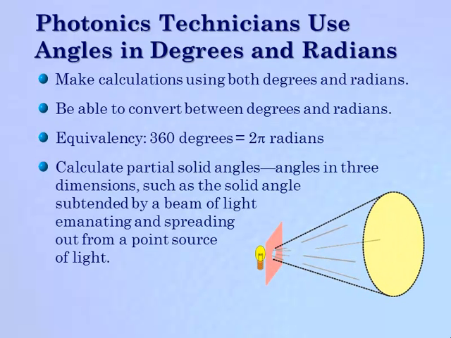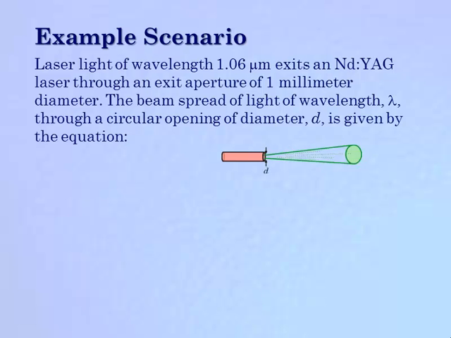You'll also calculate partial solid angles, angles that are measured in 3 dimensions, such as the solid angle that is subtended by a beam of light that emanates from a point source, spreads out, and the volume and the space that it encompasses is the measure of the solid angle of that beam.